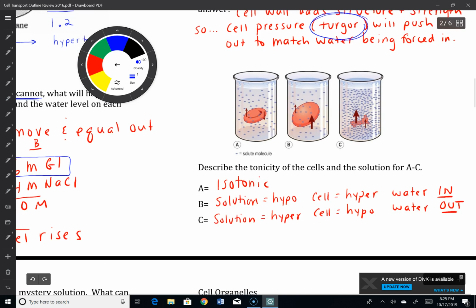Here's another example of what we did in class. In this case, I mixed up the pictures. A is isotonic. A is very happy. You know it's happy because the water in equals the water out. Cell size does not change. In the second picture, B, the solution surrounding the cell is hypotonic. That means it has less dissolved materials. Water is going to move into that cell. It could burst. That's why if you use an IV solution with distilled water, your cells could burst and you could die. In C, the solution is hypertonic.